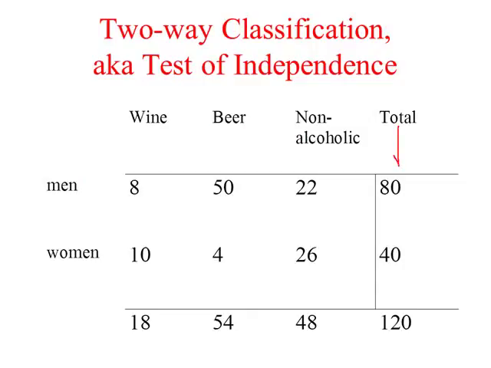Now, as in our factorial ANOVA, when I mentioned we had marginal means, in this case we have something called marginal totals. So this column here represents the marginal totals for gender, which tells us we have 80 total men and 40 total women. If we add these numbers up, we would get our total number of 120. This bottom one is our marginal total for type of drink. So this tells us we have 18 who chose wine, 54 chose beer, 48 chose non-alcoholic. Again, if we add up these marginal totals, we would get 120.